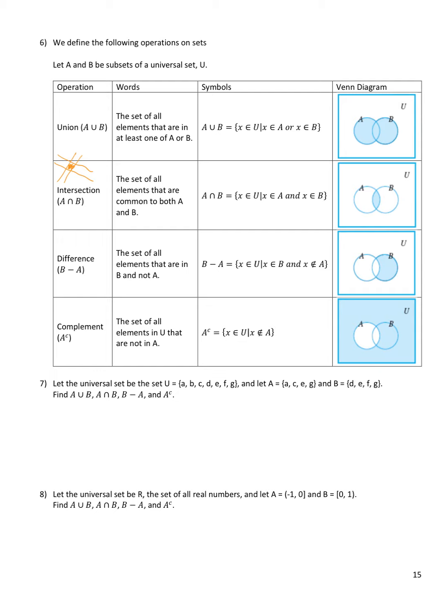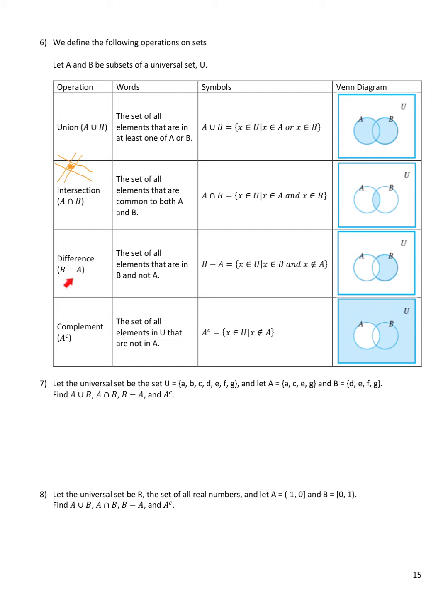So A intersect B is the set of all x in the universal set, such that x is in A and x is in B. So union is an or, intersection is an and. The universal set U is just like the world that A and B live in. So it's just this big set out here.